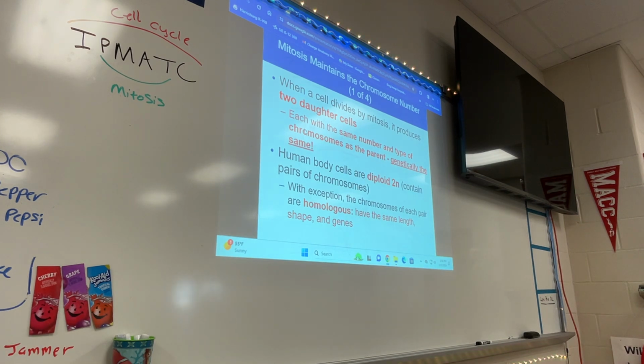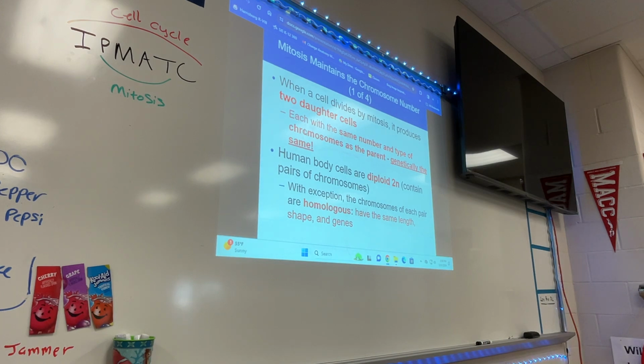Now we also have the homologous pairs. We talked about homologous. These are the ones that have the same length, the same color, the same shape. Everything is the same except you got one from mom, you got one from dad. You got one for how tall you are from mom, you got one for how tall you are from dad.